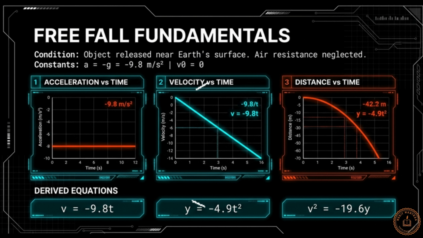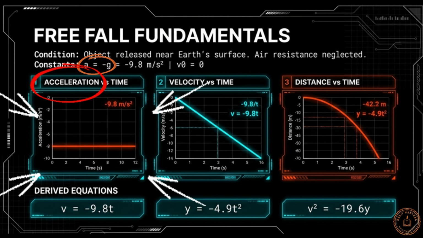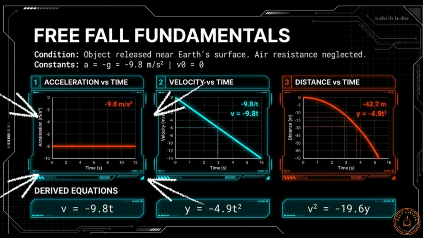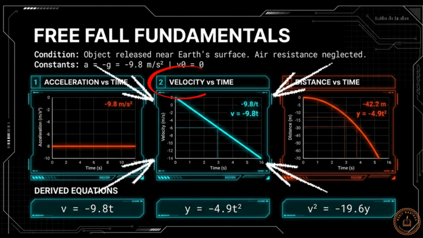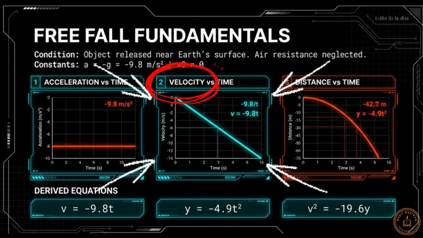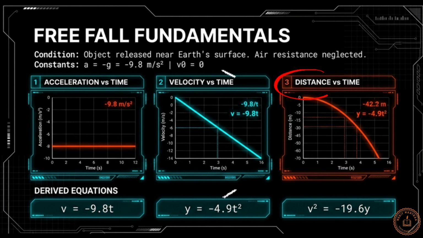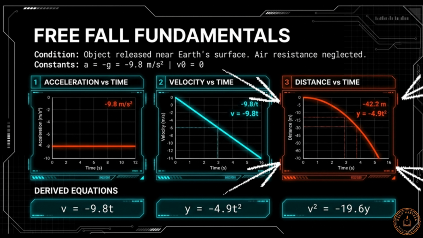If we ignore air resistance, which we often do in these problems, the acceleration is constant. It's always negative 9.8 meters per second squared, pulling straight down. This means the velocity increases in a straight line, and the distance traveled increases quadratically, giving us that perfect parabolic curve you see here.